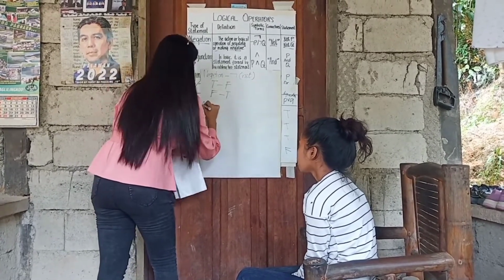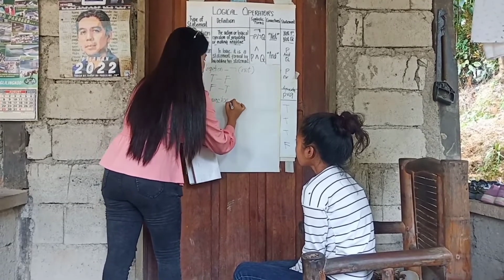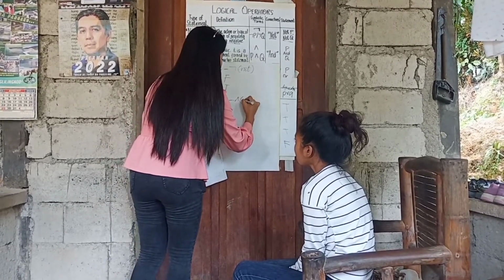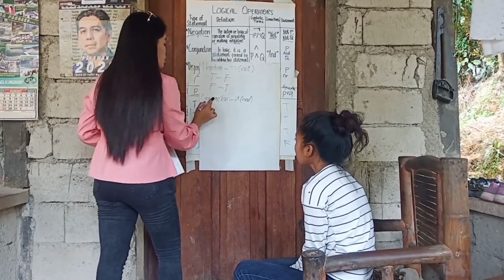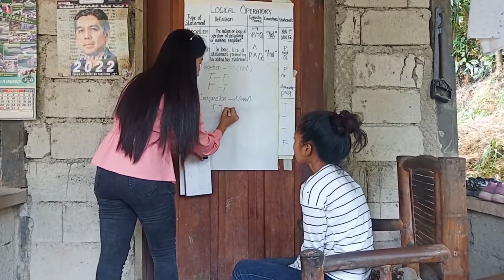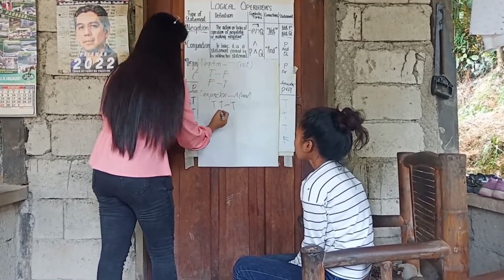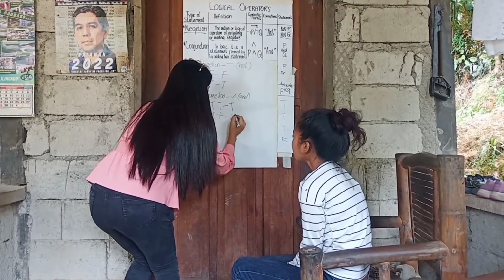So, kay conjunction naman, the symbol is like this, denoted by ∧. Tatandaan natin dito is, kapag may dalawang true, it will become true. Kapag dalawang true, it will become true. So, kapag true, false, it will become false.